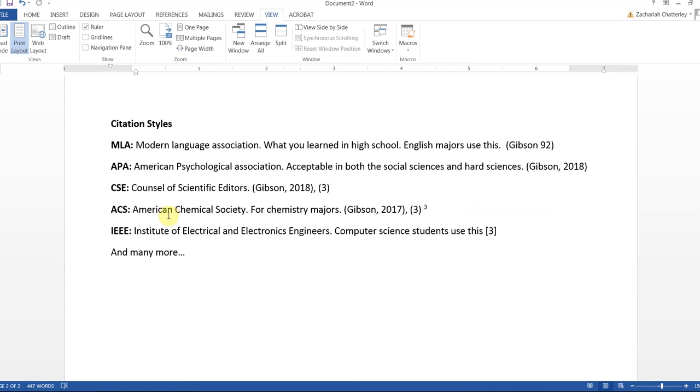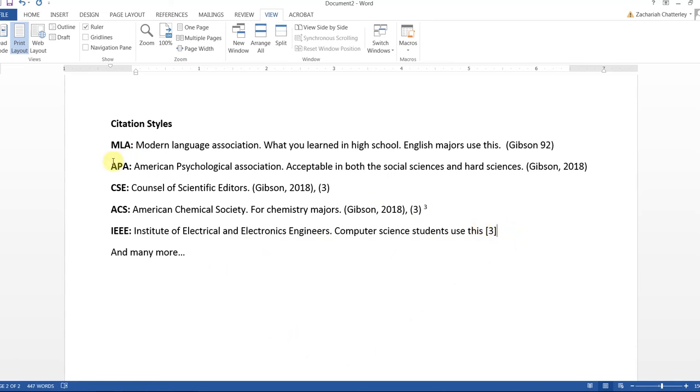Let's address ACS really quickly, American Chemical Society. They say literally, you can look up the guidelines, that you can go with the author's last name and then the year. I guess I should make that a 2018 to be consistent. You can have it a little 3 in parentheses or a superscript 3. Any of those would be acceptable. IEEE, Institute of Electrical and Electronics Engineering. This is what computer science students should use, and they do this. They have a little 3 in brackets, not in parentheses.